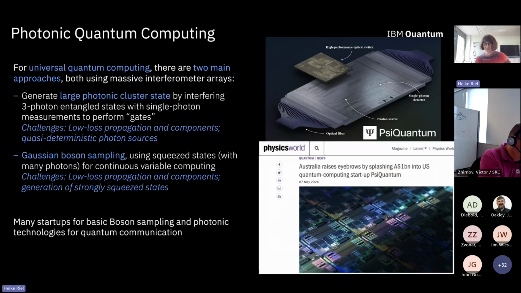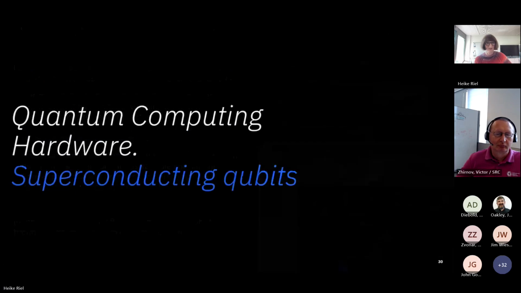And again, also here, I would like to highlight, because the field is to some extent a bit crazy, PsiQuantum is probably one of the startups who received so far the biggest amount of VC capital. And just last week, I think they raised 1 billion in Australia. And I think meanwhile, they have more than 2 billion of VC capital.